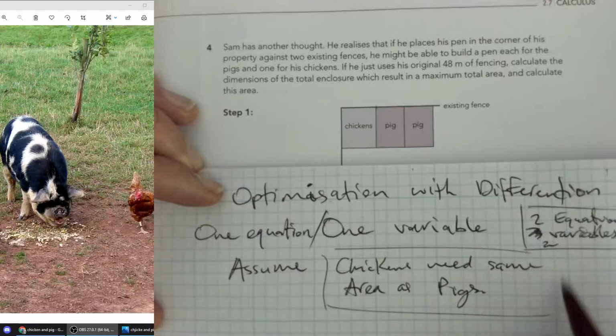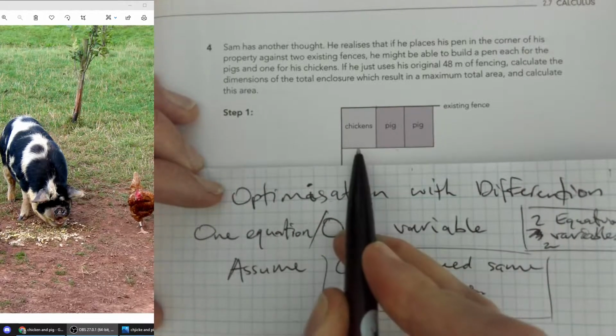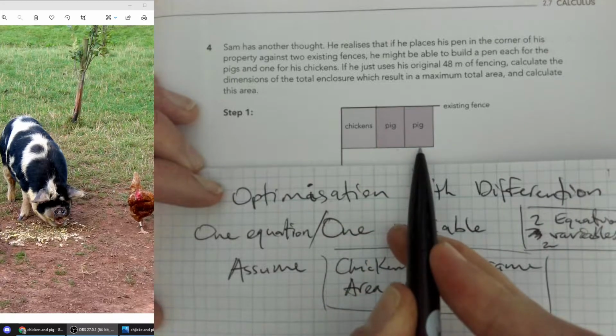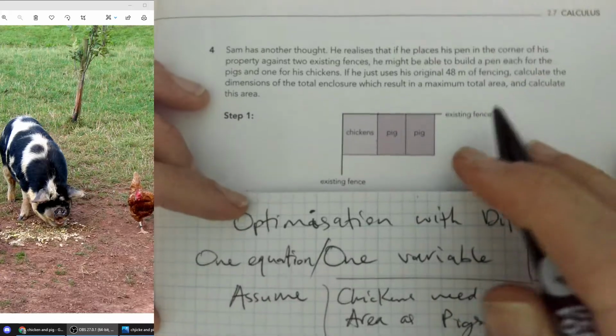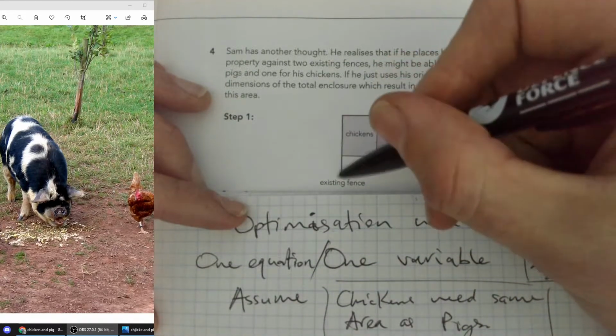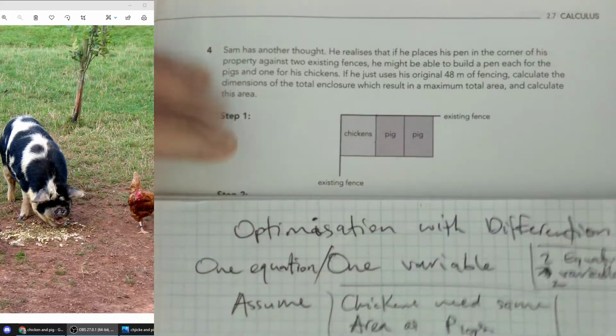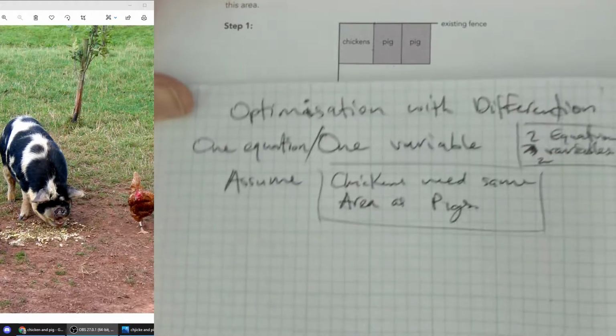It means that this length here is going to be equal to these lengths here, so that means this is going to be 1 variable, and then this is going to be another variable. Another problem that I see people doing with this is they forget the fact that this is already fenced. They've done it in bold to show you that you don't need to worry about this. So let's have a go at the problem then.